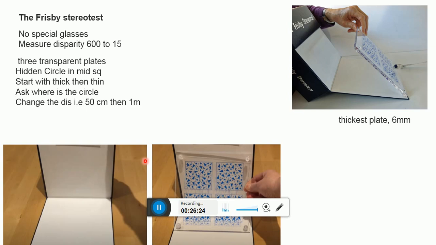Check the patient's understanding by slowly twisting the plate while keeping it about 10 degrees either side of square to their line of sight. So there are three plates of different thickness: 6 mm, 3 mm and 1.5 mm. And the plates can be presented at different distances to create a range of disparities. The test can be repeated without the patient learning the correct response. It does not require special glasses.